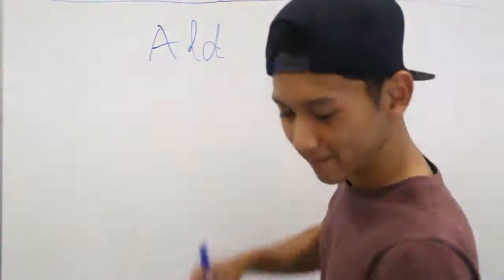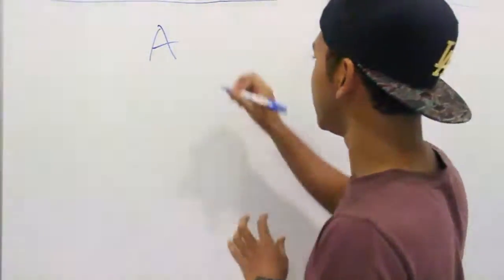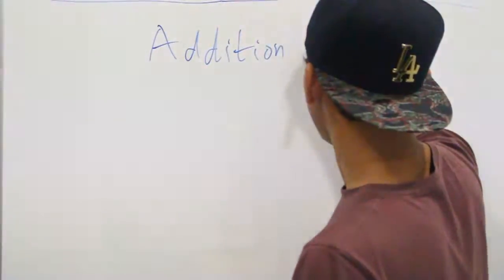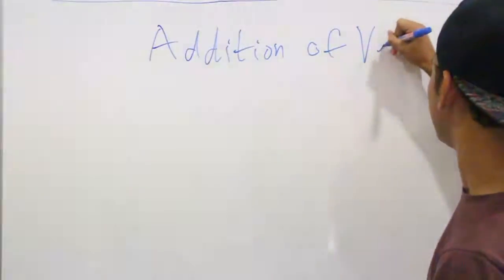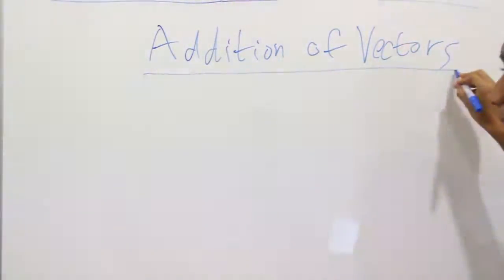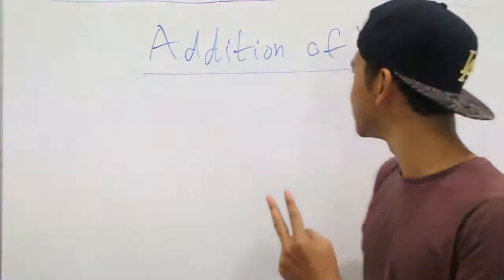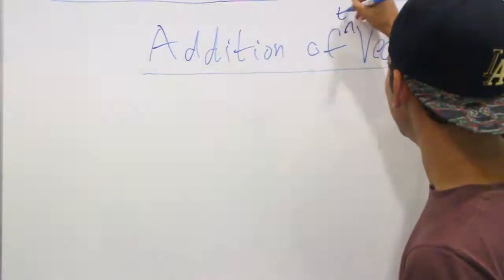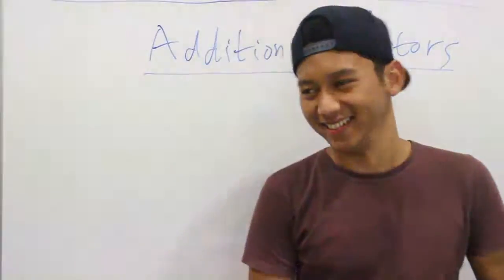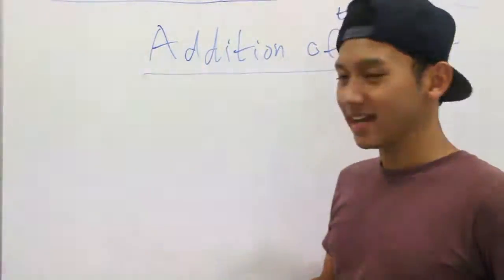First things first, the addition. Sorry, my handwriting is quite bad. Let's start with the easiest one, the addition of vectors. Addition of vectors. 2 vectors, in fact. How can you add 1 vector? Of course, 2 vectors.